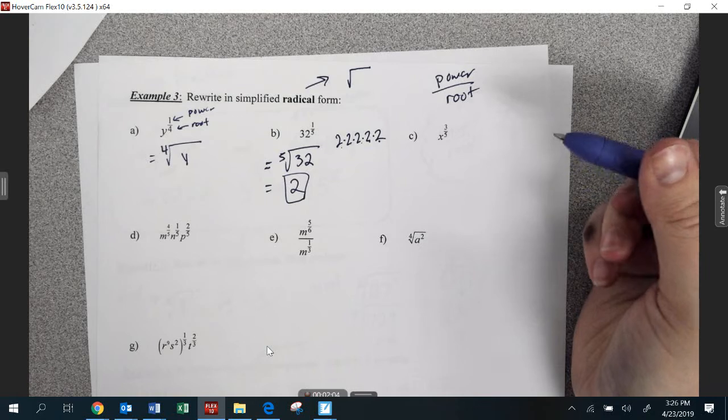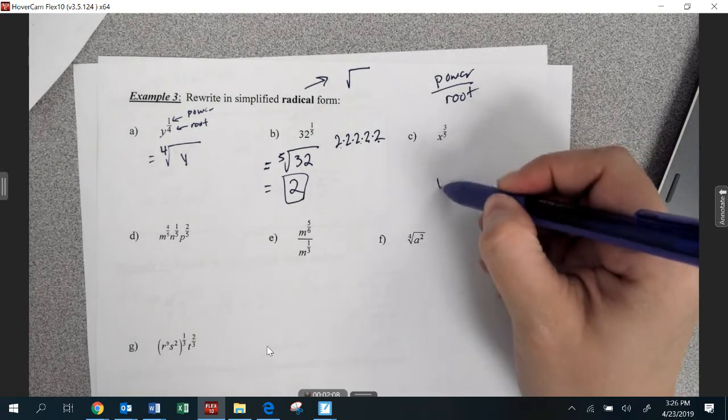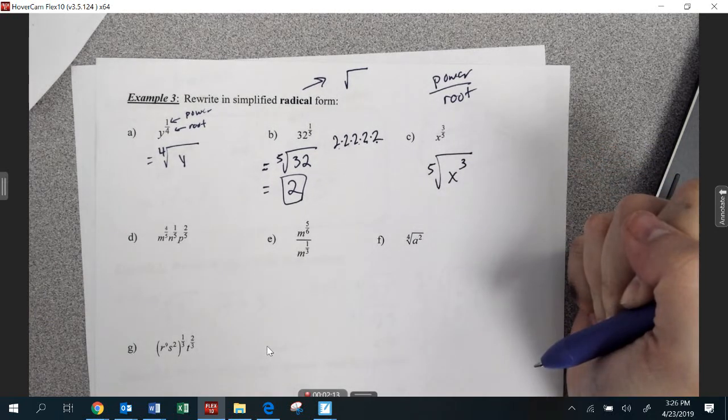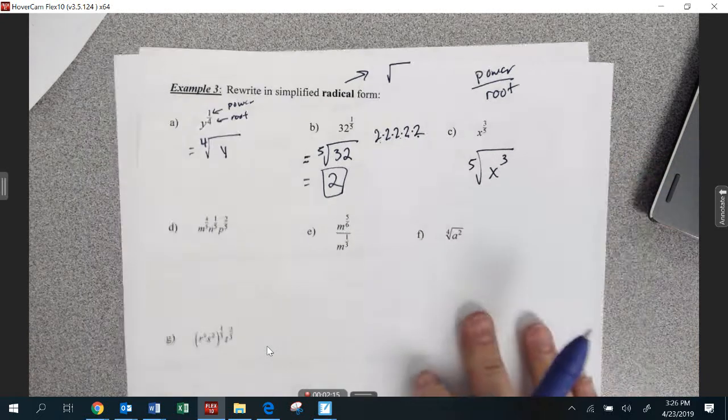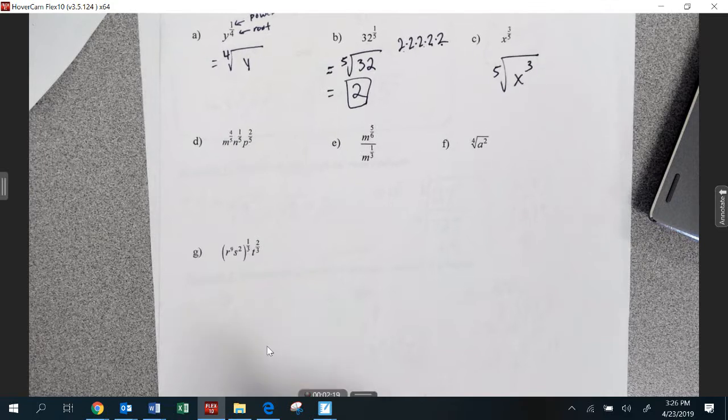Example 3, if you want to go ahead and try that, you can pause this video for just a moment. Well, that one would be the fifth root of x to the third. All right. Moving on to a few more complicated examples here.